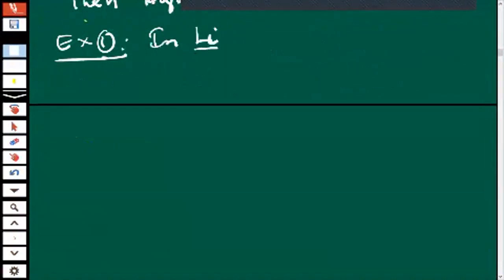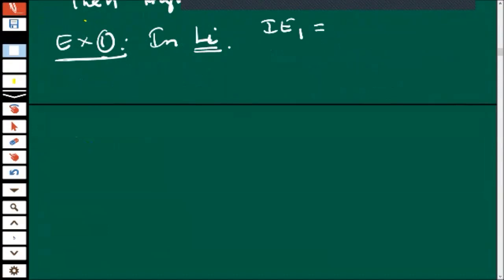In lithium, children, lithium. Okay, I will give you the values, you have to decide. In lithium, IE1 equals 520.3 kilojoule per mole. To remove the first electron, you require this much energy.